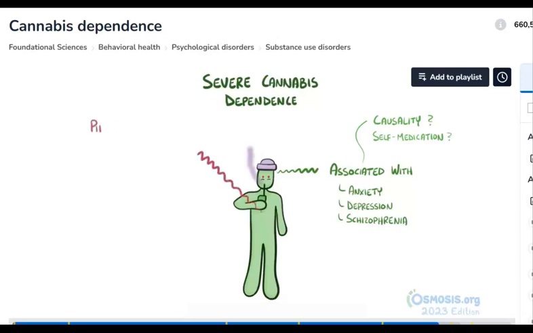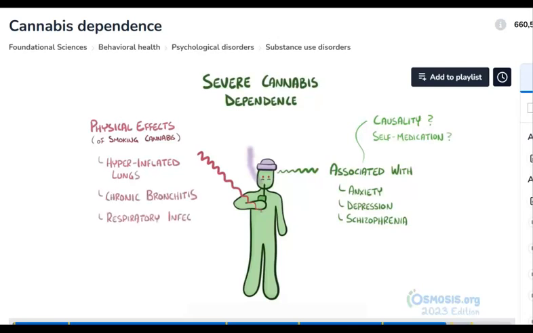Research into the long-term physical effects of cannabis is also ongoing, and there seems to be an association between smoking cannabis and hyperinflated lungs, chronic bronchitis, and an increased risk of respiratory infections like pneumonia, as well as a tentative association with heart attacks and strokes.